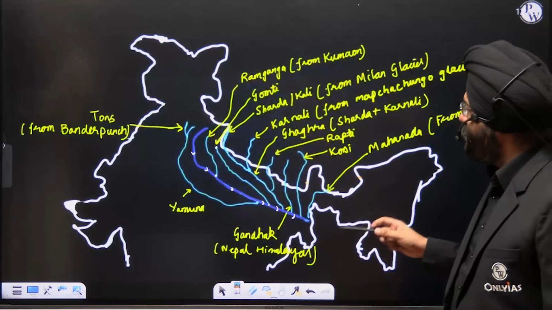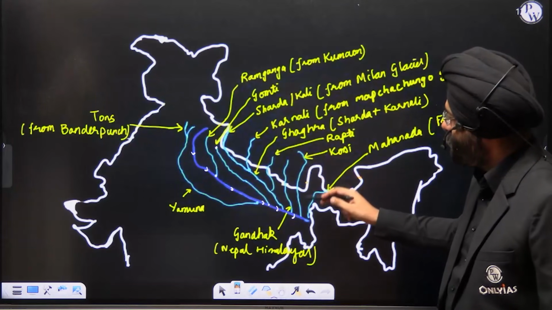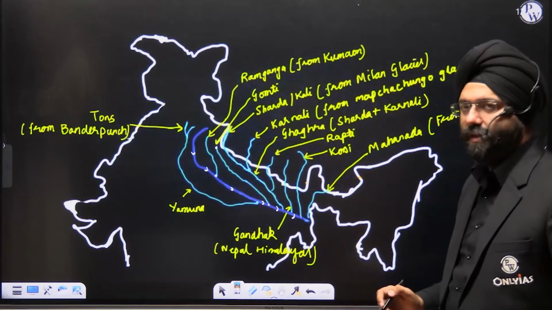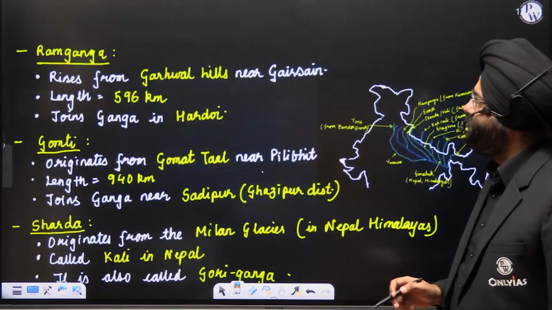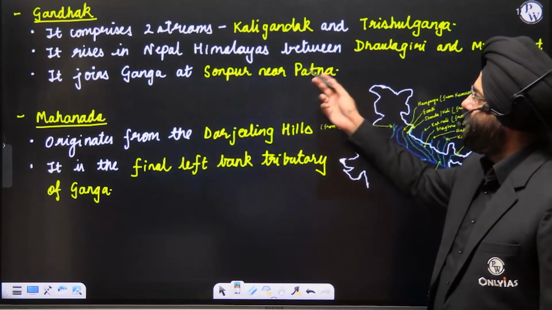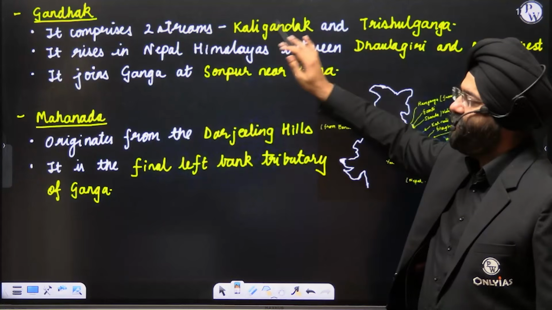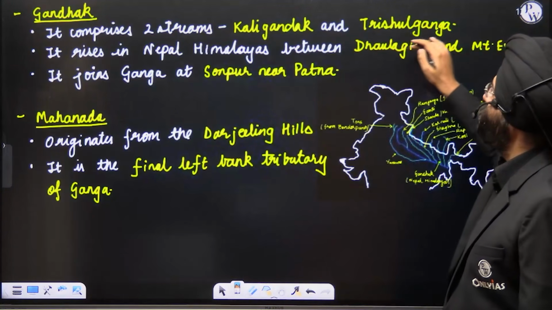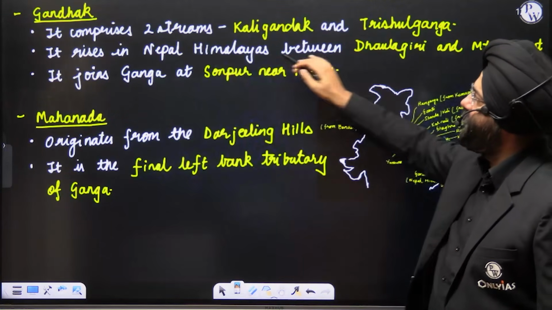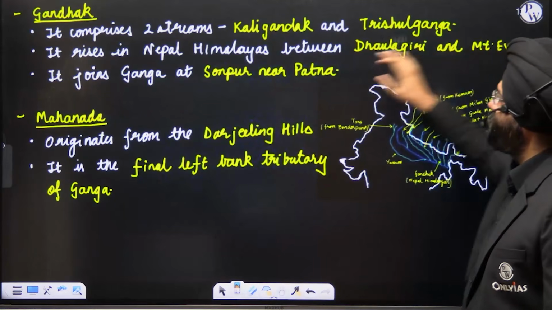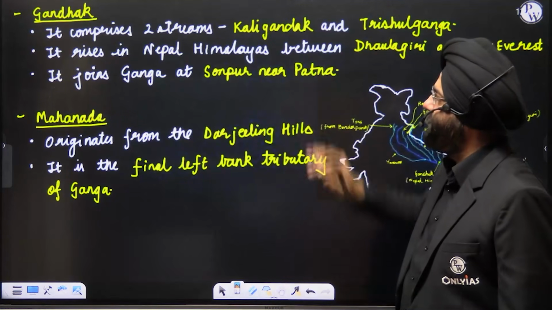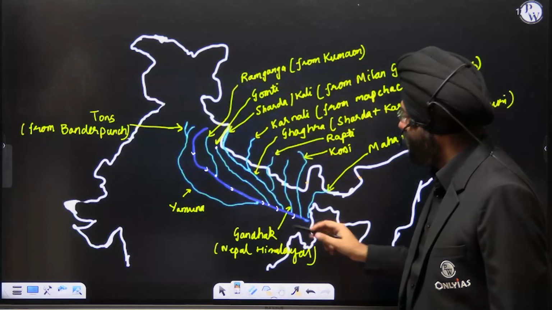So let us see Kosi again. Kosi here, antecedent river. Over here in Bihar, it basically merges with Ganga. Next, Gandhak comprises 2 streams as mentioned in the NCERT, Kali Gandhak and Trishul Ganga. It rises in the Nepal Himalayas between Dhaulagiri and Mount Everest and joins Ganga at Sonpur and Patna. So let us see where Gandhak is. Gandhak is this particular river.